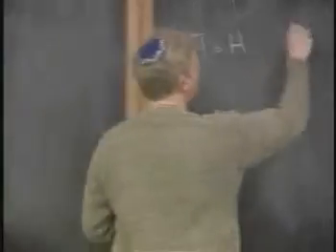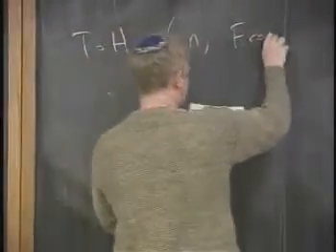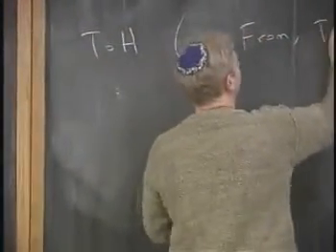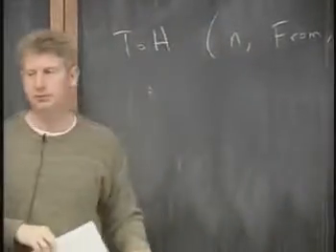So here's what it looks like. Towers of Hanoi, we'll call it N, from, to, using. Those are the 4 parameters. This stores the name of a peg, this stores the name of a peg, this stores the name of a peg. Okay, they're variables that store the name of pegs, A, B, or C.